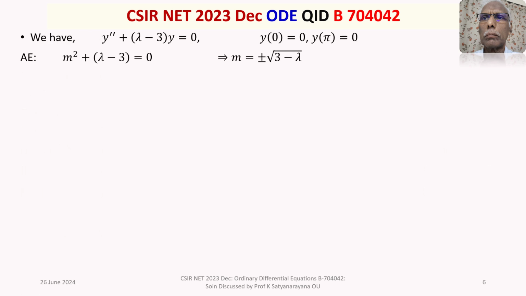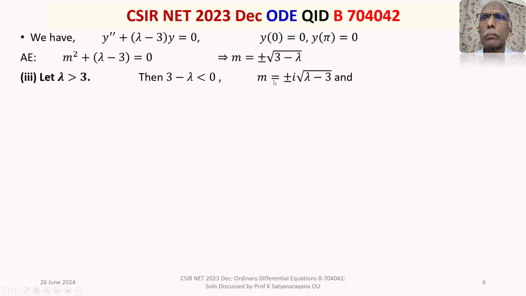Right. Now let's go to case 3. Let lambda be greater than 3. Then 3 minus lambda is negative, right? When 3 minus lambda is negative, under the square root of 3 minus lambda, that is, it is a square root of a negative quantity, you will get imaginary numbers.